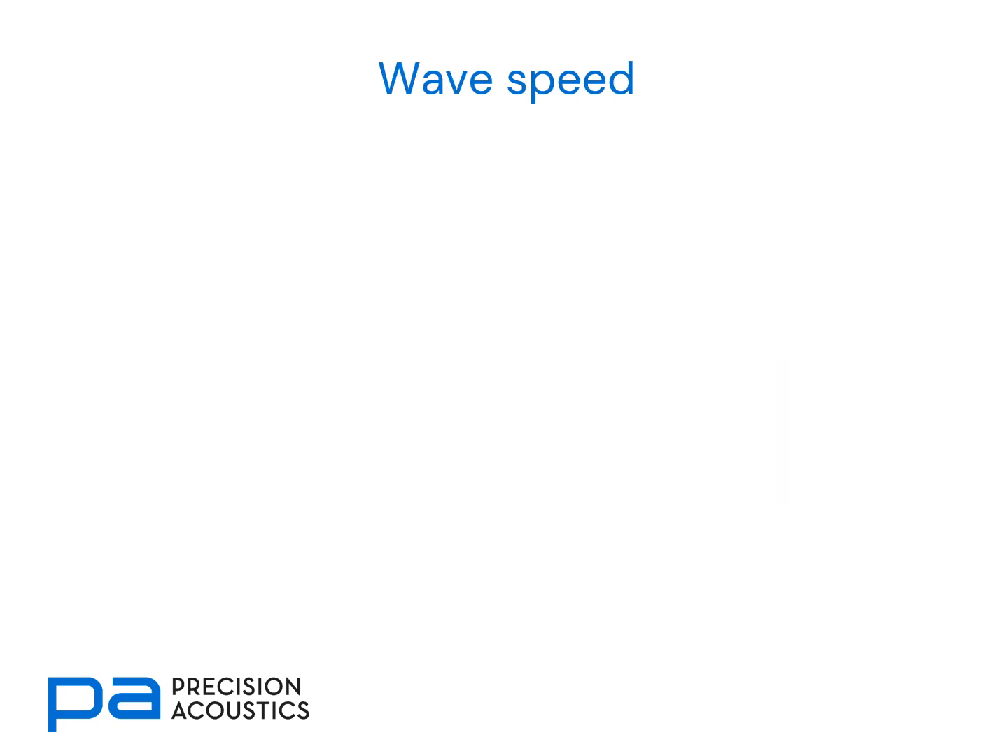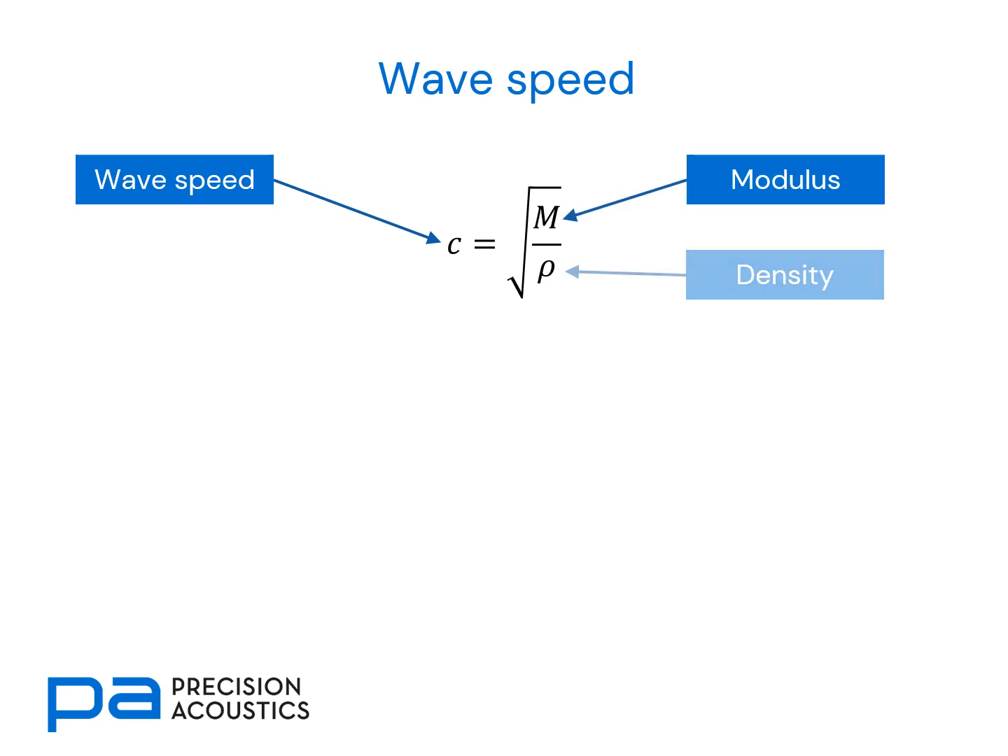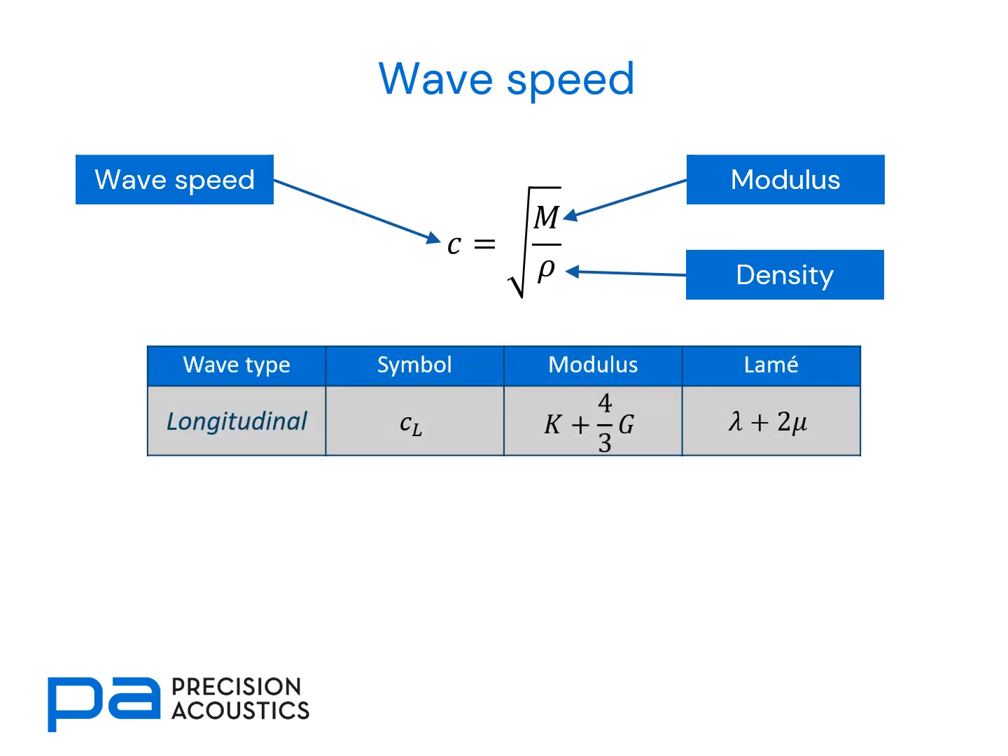And now let's look at the relationship between wavespeed and modulus. As a general rule, wavespeeds can be calculated by taking the square root of a modulus divided by density. For any given specific wavespeed, we just need to select the appropriate modulus. Consider, for example, longitudinal wavespeed. In this case, the modulus of interest is the expression K plus 4/3 G, or equivalently, in terms of the Lamé constants, lambda plus 2 mu.